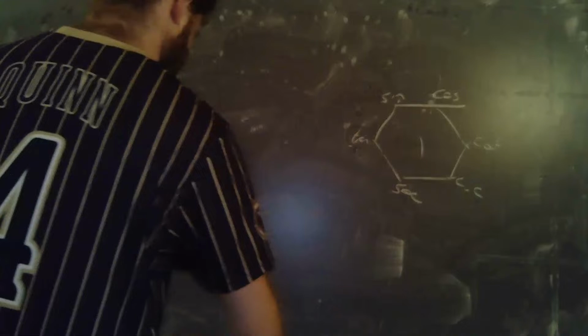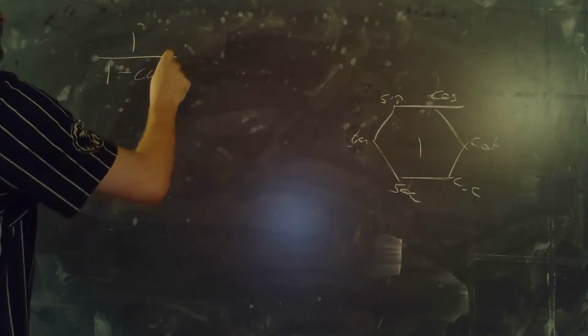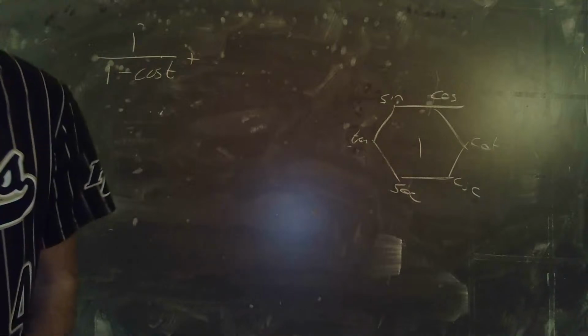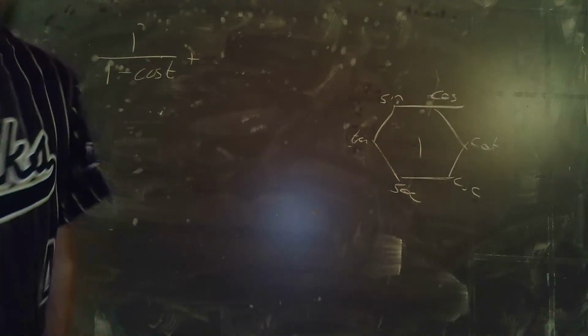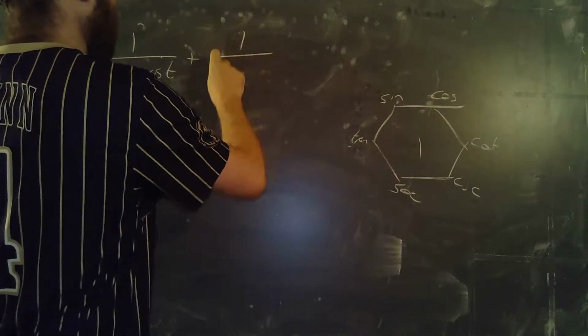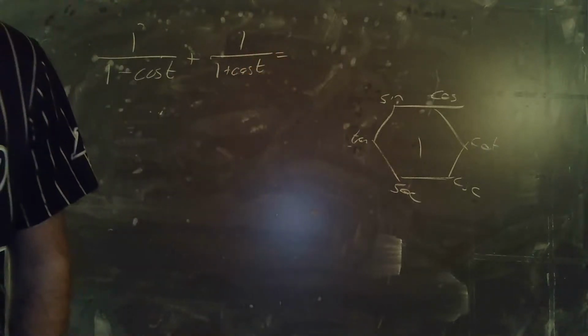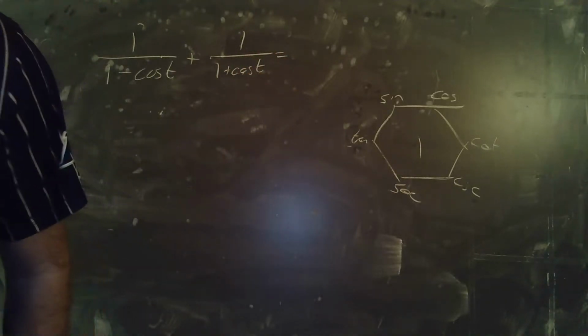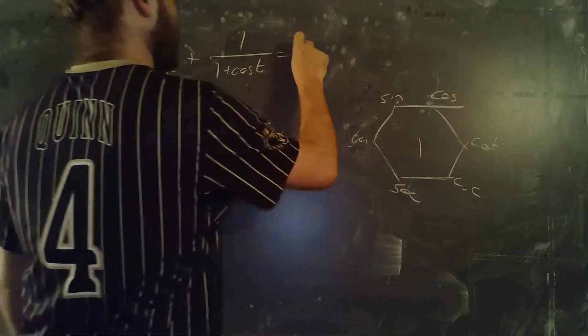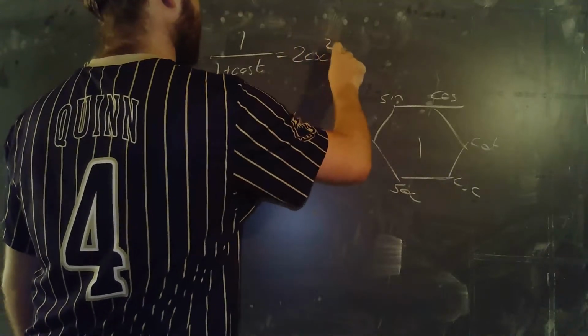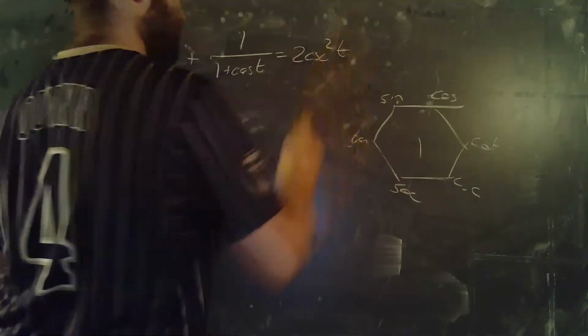Okay. So we'll have 1 over 1 minus cosine of t plus 1 over 1 plus cosine of t. And that's going to turn into ultimately 2 cosecants squared t.